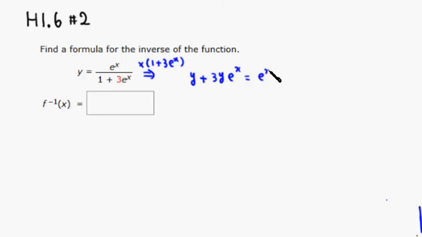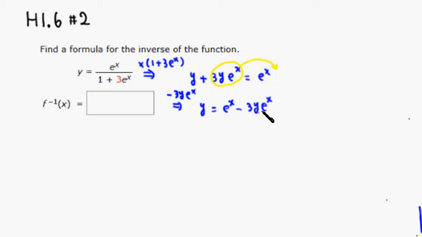Then I'm going to put all the x's on the right and everything else on the other side. So I would subtract 3y e to the x, so that I can move this over to the right-hand side. So we get y is equal to e to the x, which was already there, minus 3y e to the x.